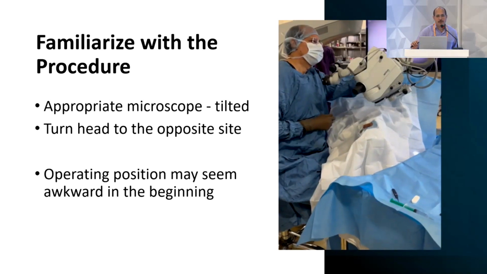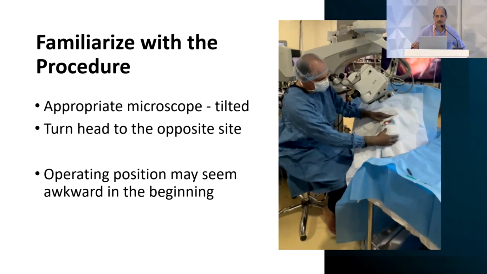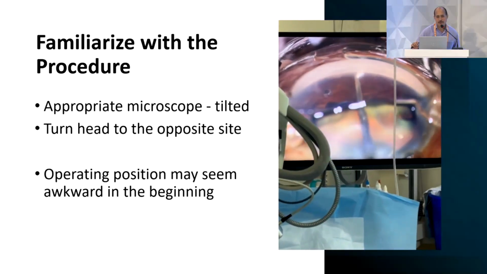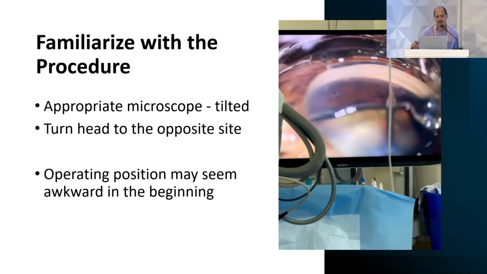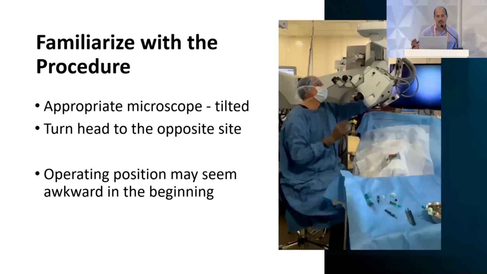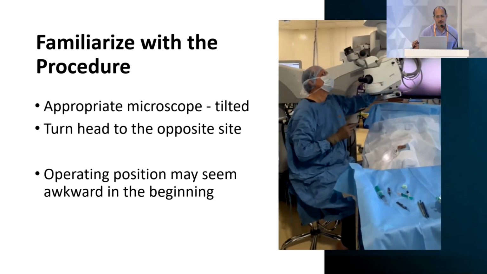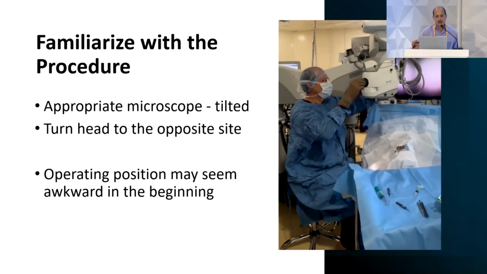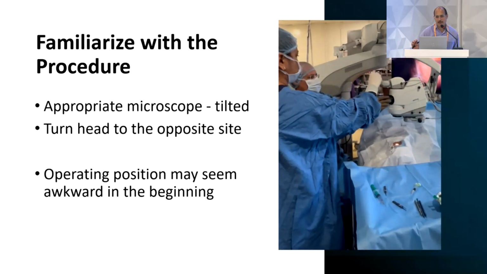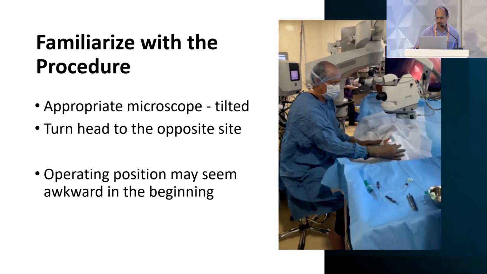Important thing is, if you're not familiar with the procedure, you have to be familiar before you do MIGS. You need a microscope which can be tilted. You need to turn the patient's head to the opposite side, and since you are operating sitting on the temporal side, the surgeon's position may be a little awkward for you in the beginning. So it's very important to get familiar with the operating room setup and the procedure before you actually start doing any MIGS surgery.